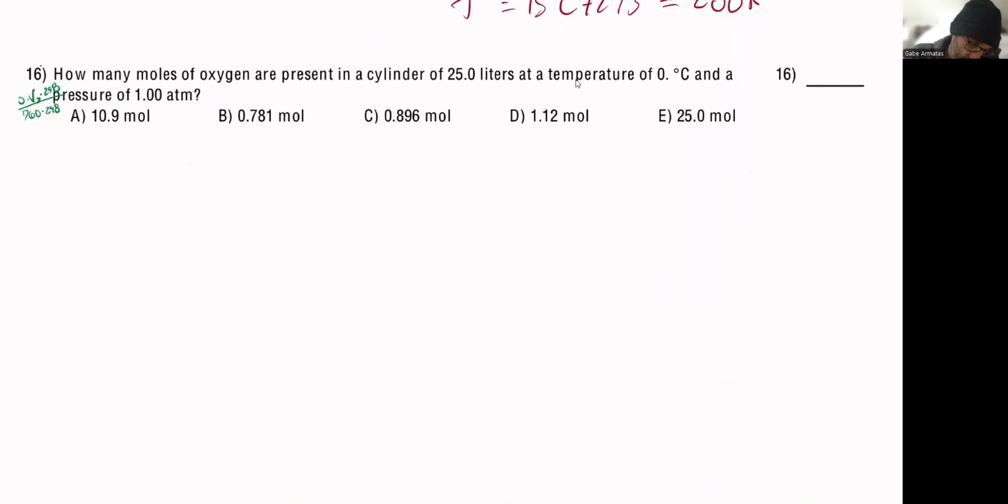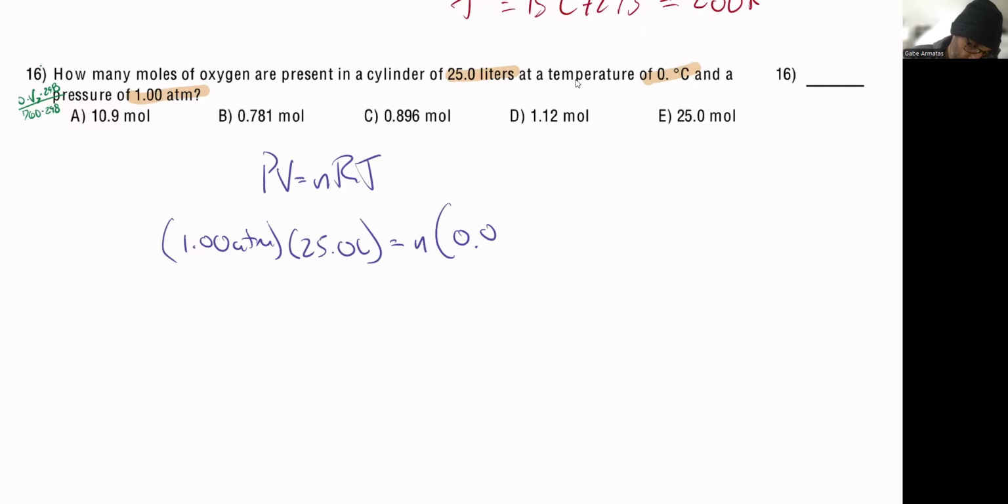All right. I have a volume. I have a temperature. I have a pressure. Only one. So we're not using the combined gas law. We are using PV equals nRT. I know the pressure of 1 atmosphere. And that matches my units of R, so we're good. I have a volume of 25.0 liters. I am looking for moles, 0.0821 liters times atmospheres all over moles times Kelvin.